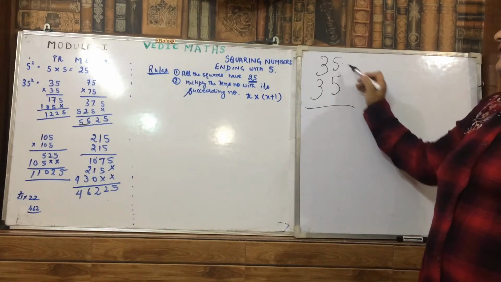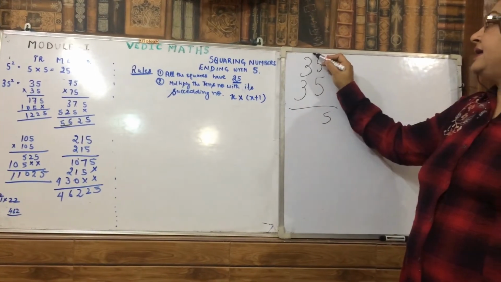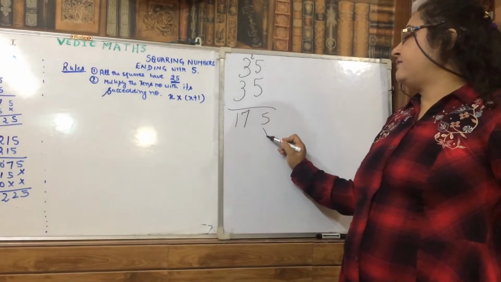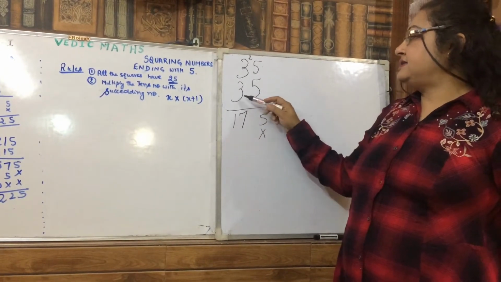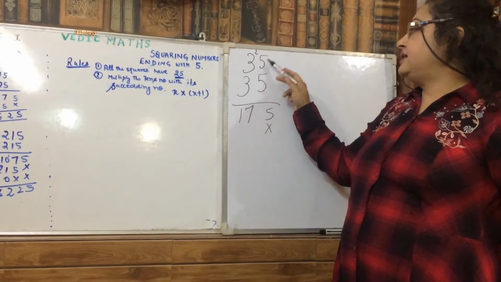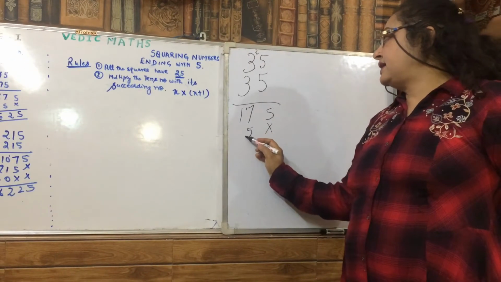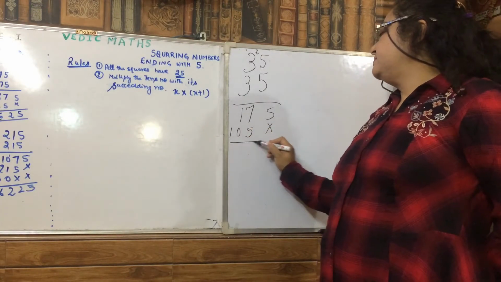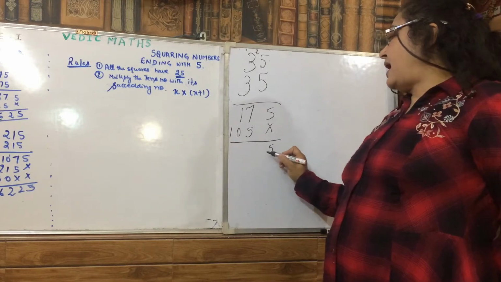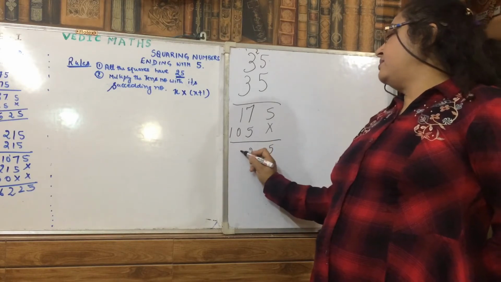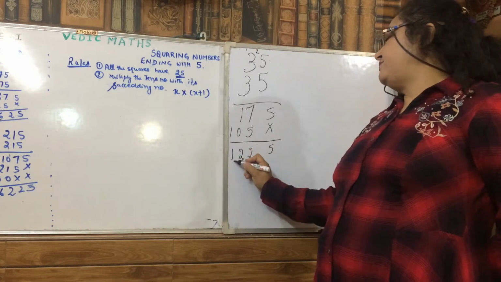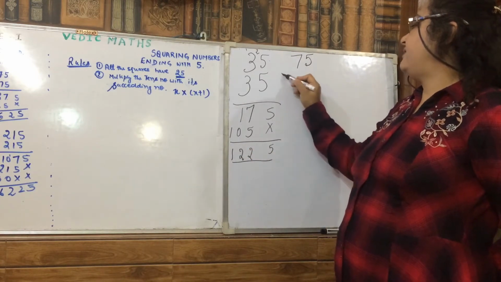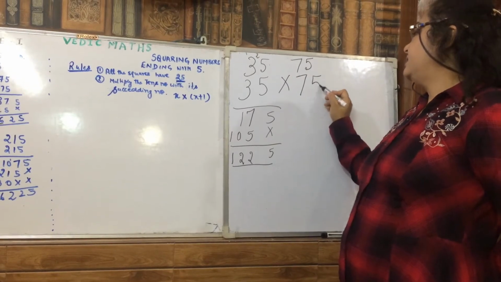First we multiply: 5 5s are 25, 2 is the carry, 5 3s are 15, add the 2, you get 17. Put a cross at the tens place and again multiply with the 3: 3 5s are 15, 1 is the carry, 3 3s are 9 and add 1, you get 10. So the answer is, you add the 2, your answer will become 1225.